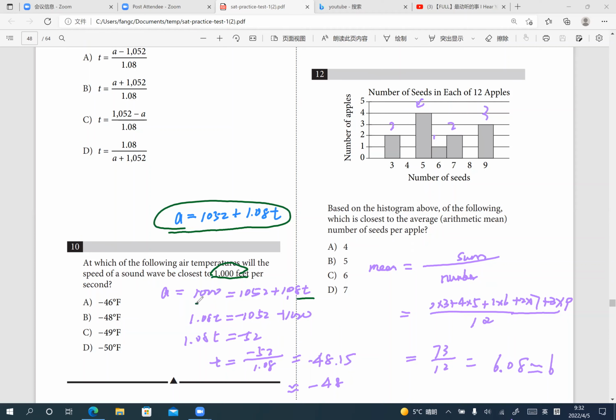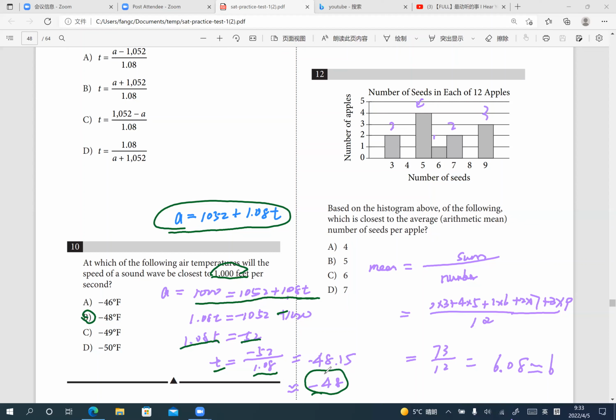So 1000 equals 1052 plus 1.08t. So 1.08t equals negative 1052 plus 1000. So 1.08t equals negative 52. So t equals negative 52 divided by 1.08. So it is equal to negative 48.15. So we can tell option B is the closest number. So negative 48 degrees Fahrenheit.